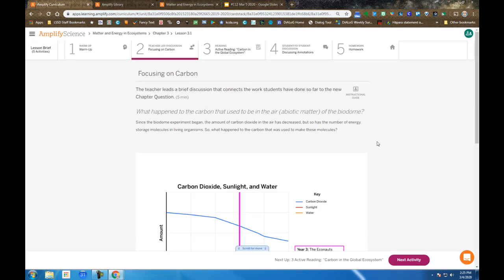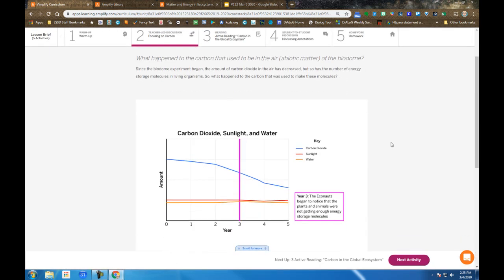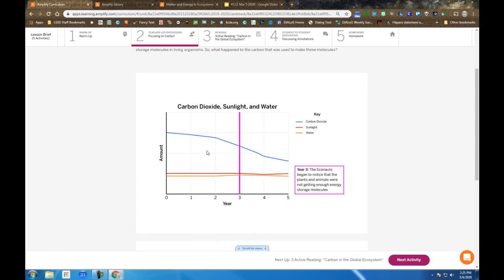In step 2, we're going to talk about what possibly happened to the carbon that used to be in the air, or abiotic, the carbon dioxide floating around the air in the biodome. If we look closely, this carbon dioxide line is the one that really stands out. You should notice the carbon dioxide right away is starting to go down. When you compare it to sunlight and water, they're pretty stable. So right away, there's an indicator that something might be up. And by the time it hits the 3rd year, it's really in decline.